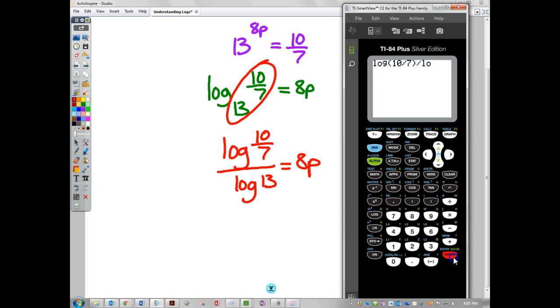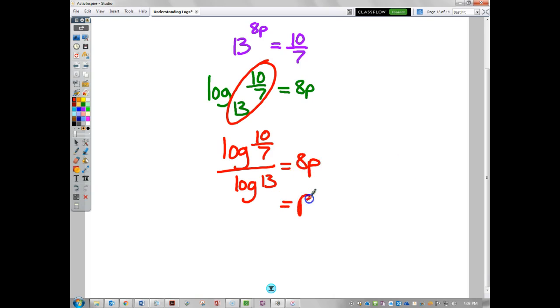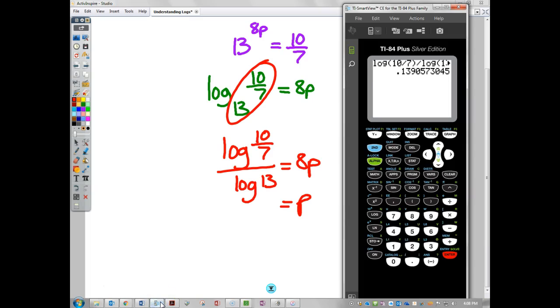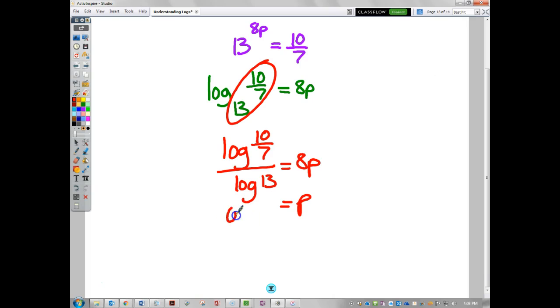All right, press enter. Now this answer we get, remember this answer is equal to 8p. We want it to equal p. How do we do that? Well, we simply divide the 8 away. So we divide by 8. And if we round to the nearest 10,000ths, 4 decimal places, that'll be 0.0174. So p is approximately 0.0174.